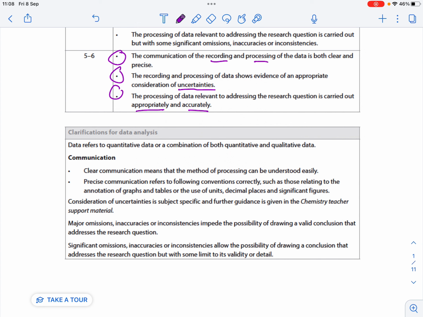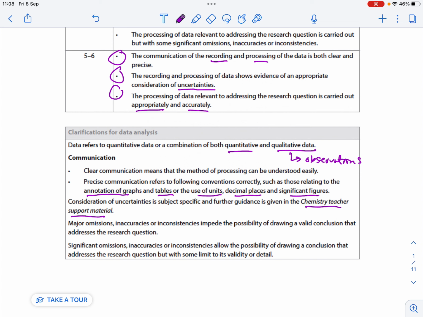Data refers to quantitative data or a combination of both quantitative and qualitative data, meaning observations. Clear communication means that the method of processing can be understood easily. Precise communication refers to following conventions correctly, such as those relating to annotation of graphs, tables, use of units, decimal places, and significant figures. Consideration of uncertainties is subject-specific, and further guidance is given in chemistry teacher support material. So those are uncertainty rules that we've gone over in class.